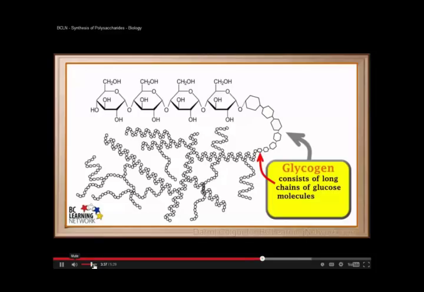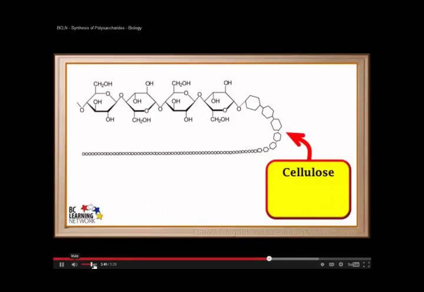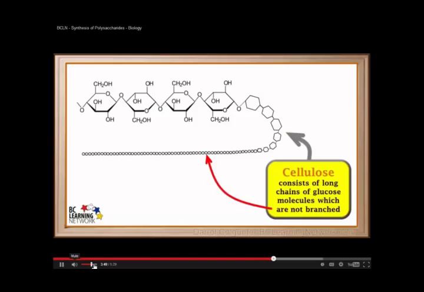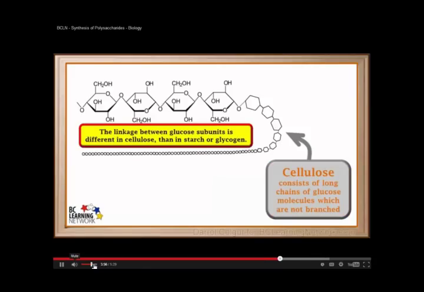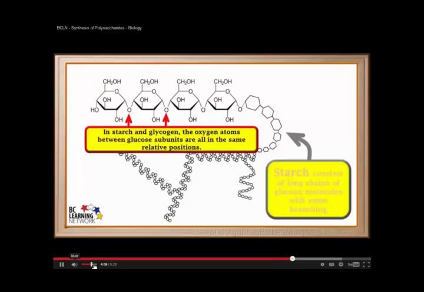A different type of polysaccharide called cellulose is produced in plants. Cellulose consists of long, unbranched chains of glucose units. Notice that the linkage between glucose units is different in cellulose than it is in starch or glycogen. In cellulose, the oxygen atoms between the glucose units alternate their positions, whereas in starch and glycogen, the oxygen atoms between glucose units are all in the same relative positions.